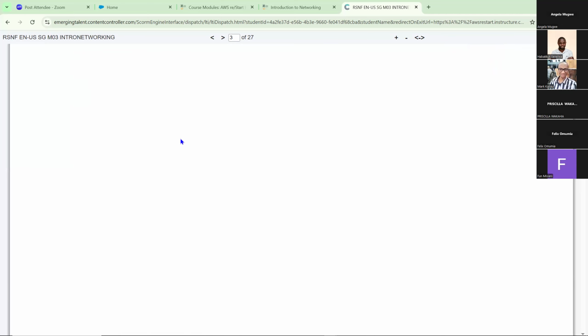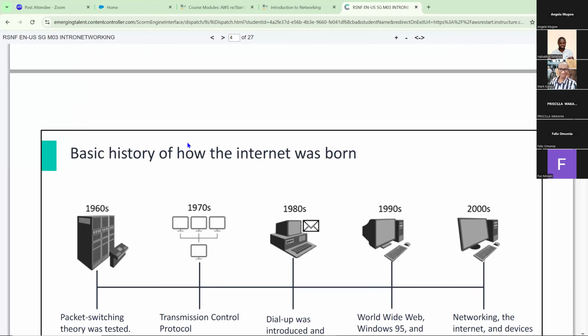So, what is the internet? Someone help us define what is the internet. Engage me in the chat or unmute. Tell me, what do you understand by the term internet? Yes, Rich. It's a group of interconnected networks. Interconnected networks. Wonderful. Very good.